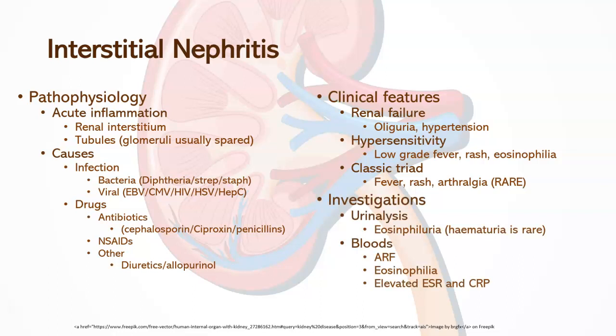The investigations would include urinalysis. Eosinophiluria is said to be highly diagnostic of interstitial nephritis, but hematuria is rare. Bloods would reveal acute renal failure, eosinophilia, and an elevation in acute reaction proteins such as ESR and CRP.